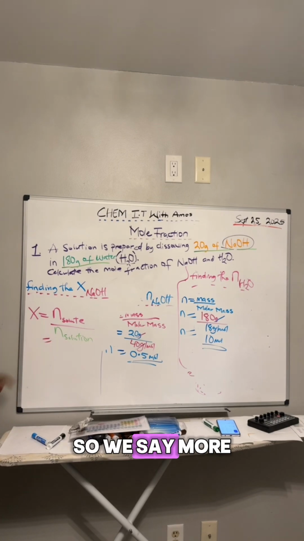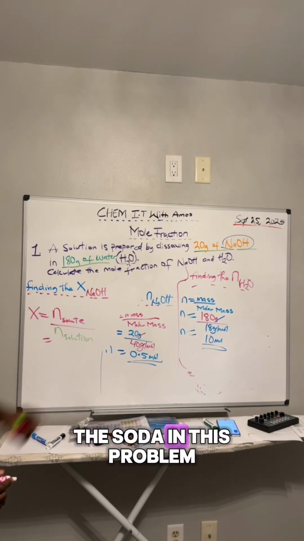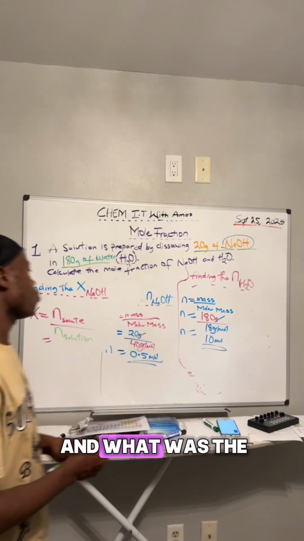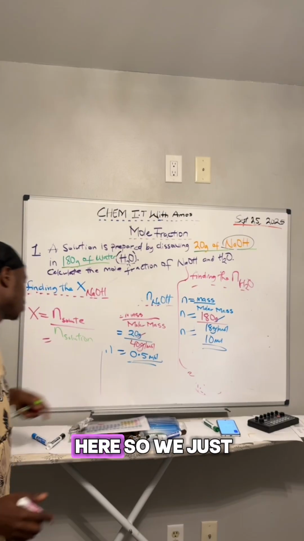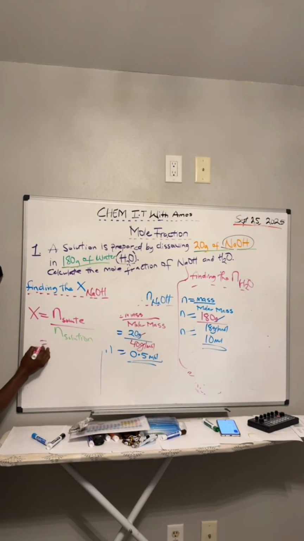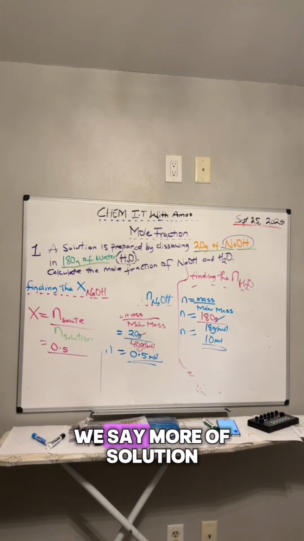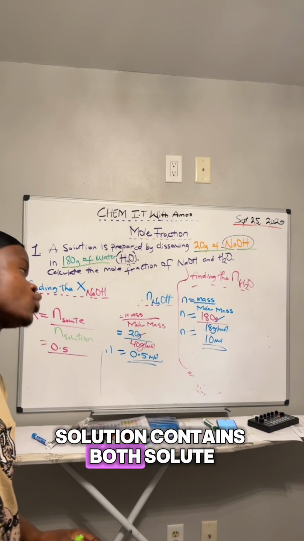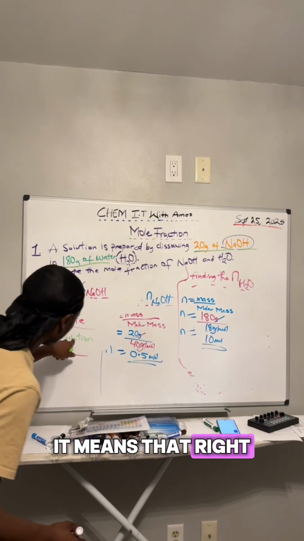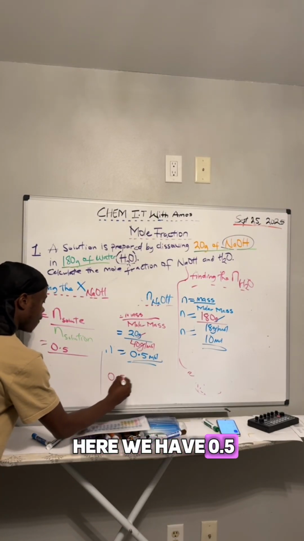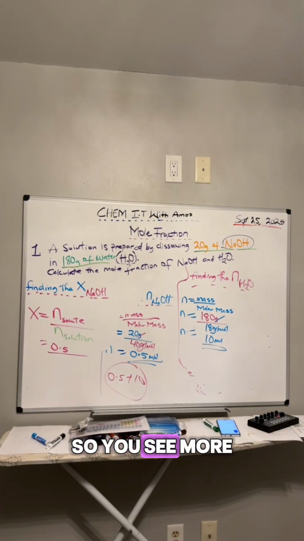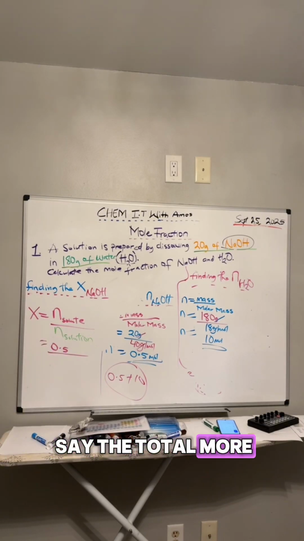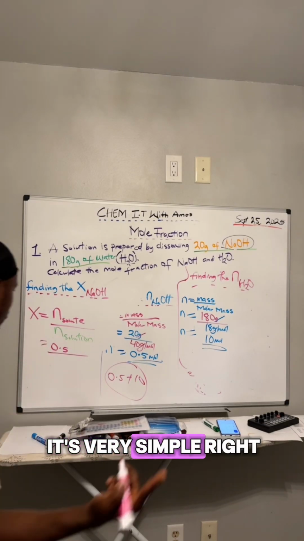So we say mole of solute. What is the solute in this problem? We said it was sodium hydroxide. And what was the mole that we got for sodium hydroxide? It's this red, 0.5, as you can see here. So we're just going to take this 0.5, divided by the mole of solution. Solution contains both solute and solvent. It means that right here we'll have 0.5 plus 10. Solute and solvent is the solution. So we say the total mole of the solution. Get that clear? It's very simple, right?